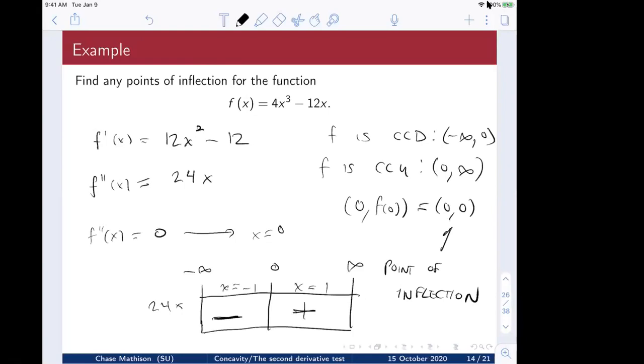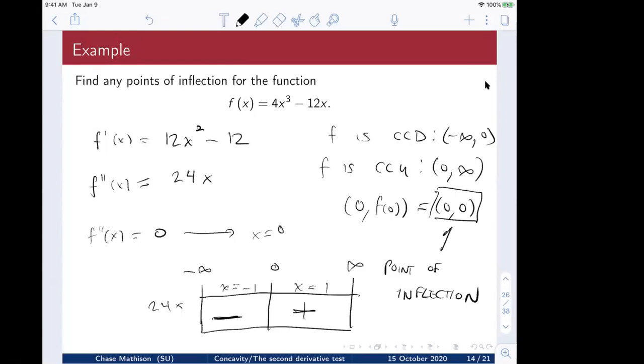A point of inflection is an actual point. You want to give an x and a y value. But it occurs at x equals 0 because that's where f changes from concave down to concave up. So are there any questions about points of inflection or concavity?